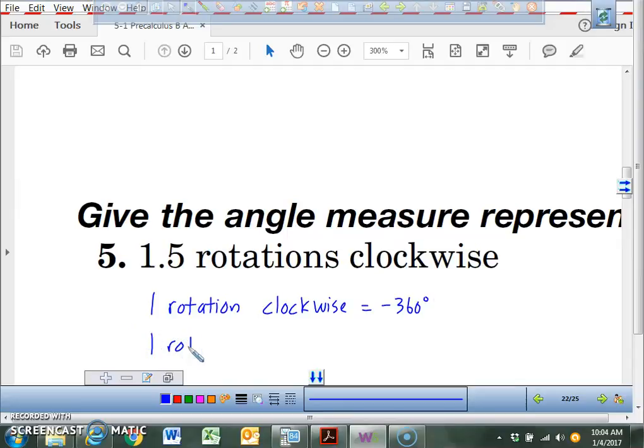One rotation, my 4-7. What do you want to write, Angela? That's okay.